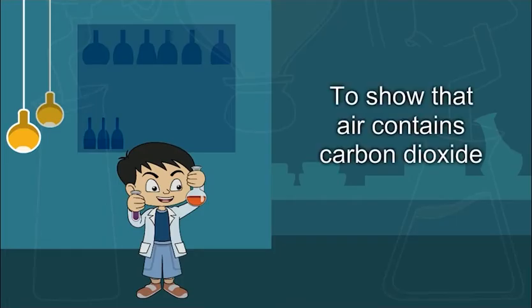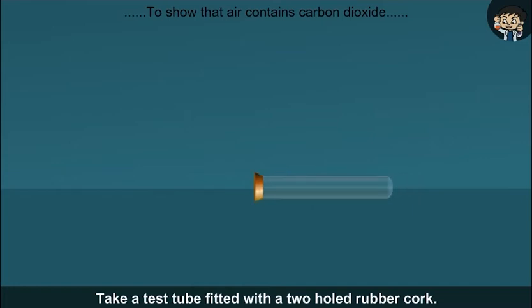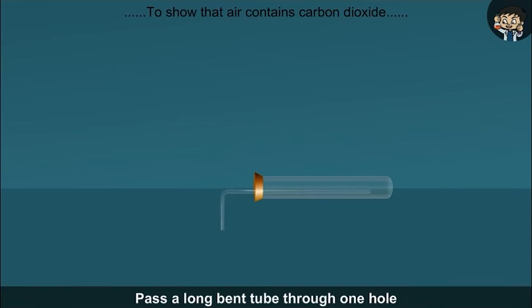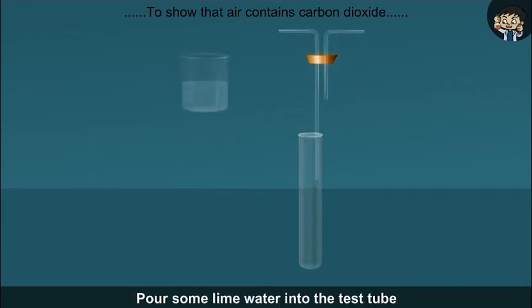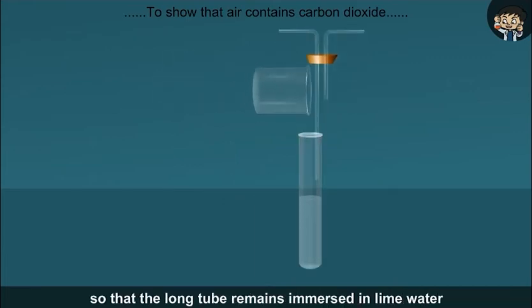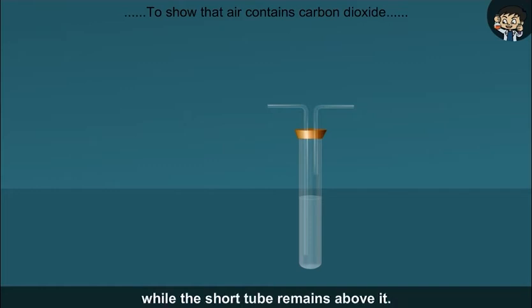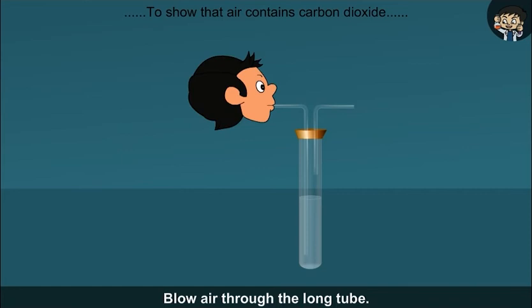To show that air contains carbon dioxide, take a test tube fitted with a 2-holed rubber cork. Fit a long bent tube through one hole and a short bent tube through the other hole. Pour some lime water into the test tube so that the long tube remains immersed in lime water while the short tube remains above it. Blow air through the long tube.